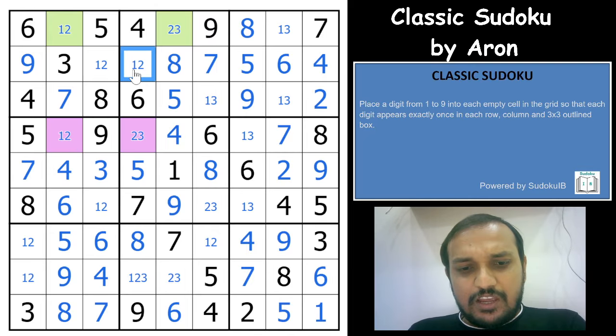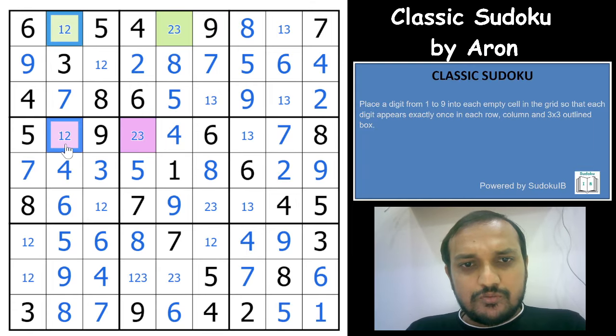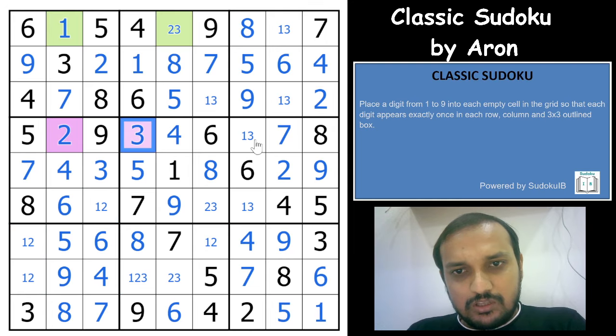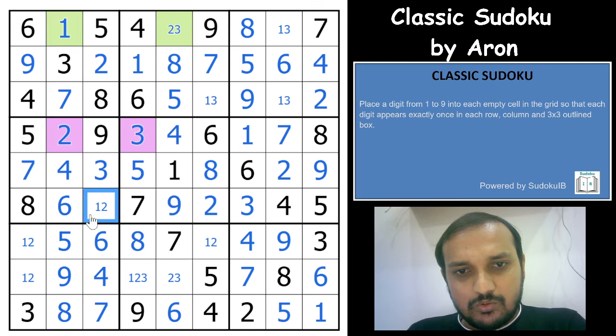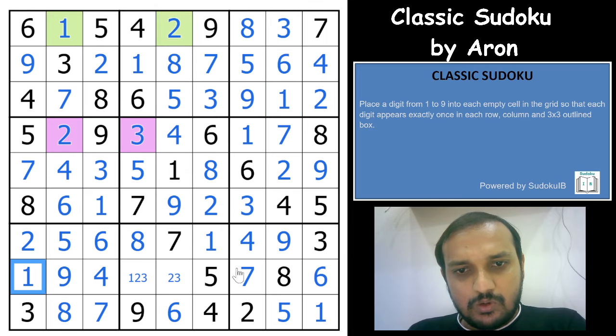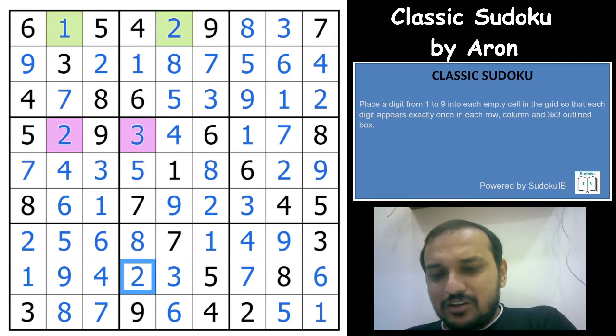So what happens if I have a 2 here? Both of these cells cannot be a 2. And both of these cells would have to be a 2. So this cell is not a 2. This cell would have to be a 1. 2 3 1 3 2 and 1. Yeah, 3 1 2 3 1 2 1 3 and a 2. Wow, we somehow completed this Sudoku.